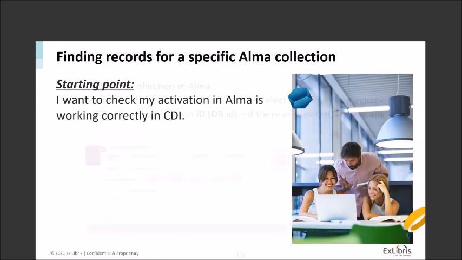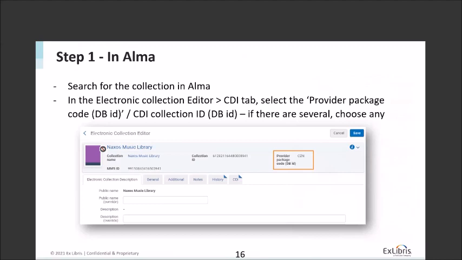The first thing you can do if you search for a record in CDI is look at the collection in Alma. So you start in Alma, and if you go to the electronic collection editor in the CDI tab, you can find what is called a DBID. And this is the identifier that is used in CDI. It's also sometimes called a provider package code or CDI collection ID. The short version of it is DBID, and this is really the identifier that is used in CDI to identify the collection. And Alma actually publishes the DBIDs of the collections you have active when it publishes its holdings information to CDI.